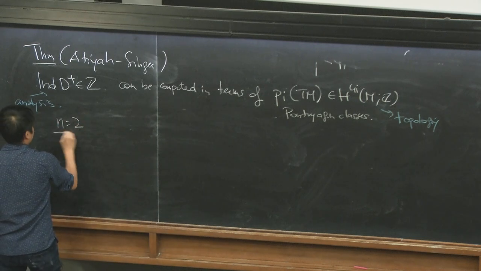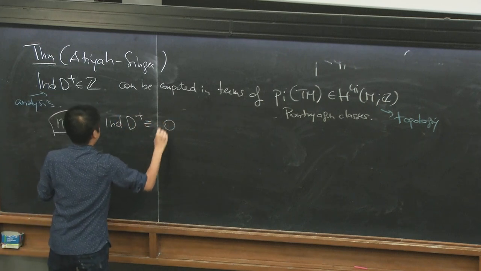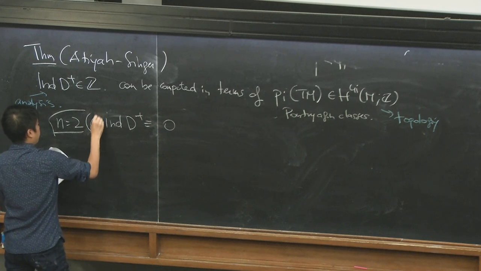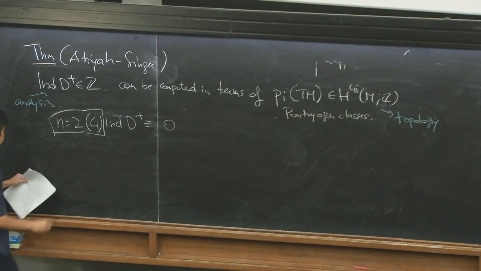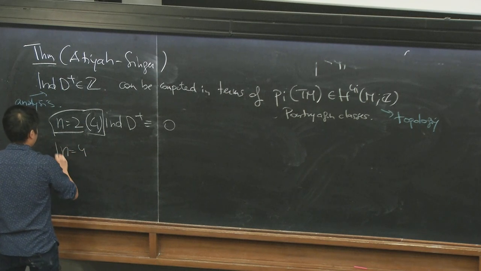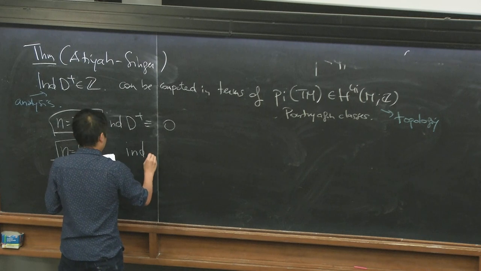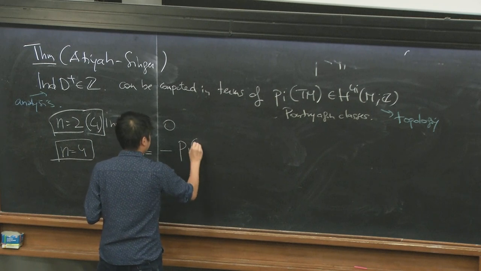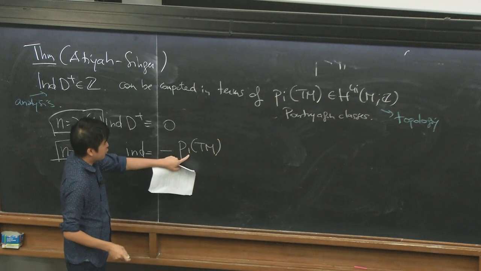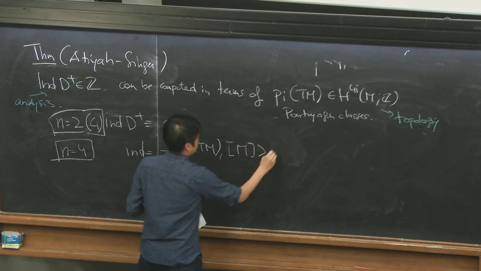For n equals 2 mod 4, so 2, 6, 10, the index is always 0. Somehow nothing interesting happens. If n equals 4, the index is minus the first Pontryagin class of TM. This lives in H4, so we can evaluate it on the top class, and then divide by 24.